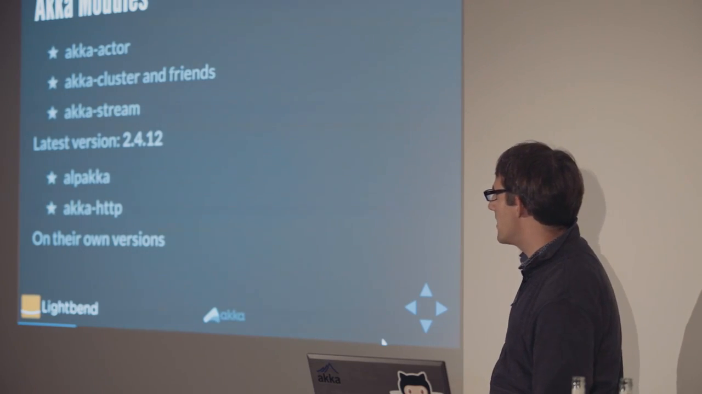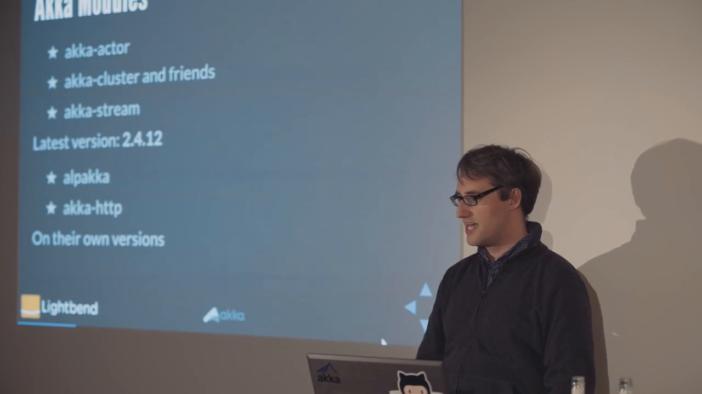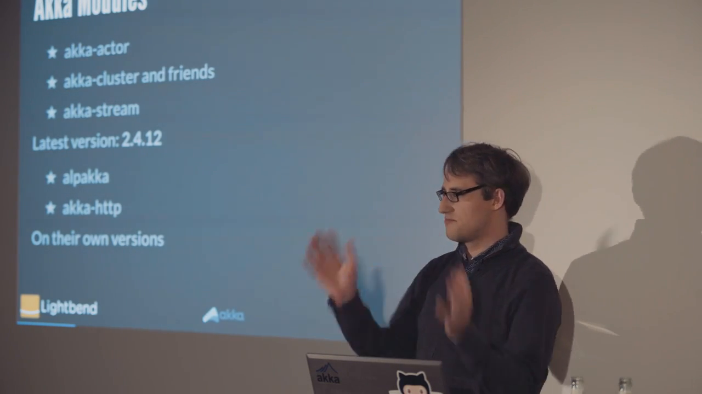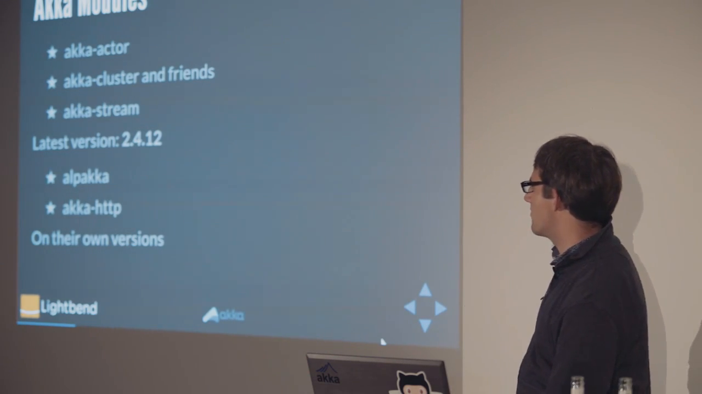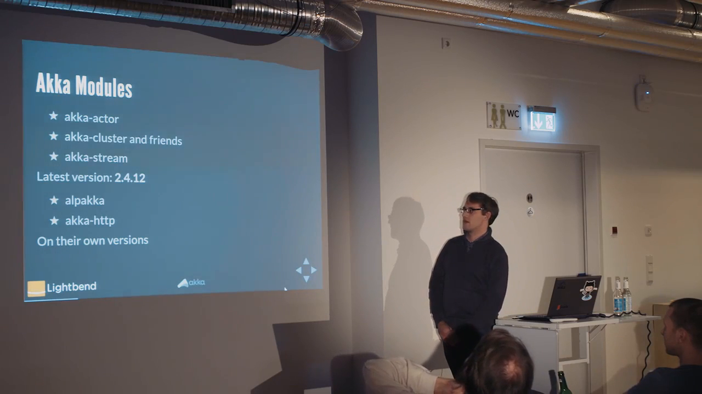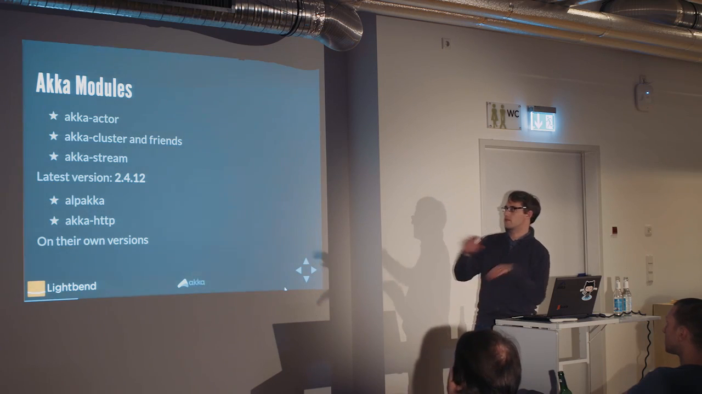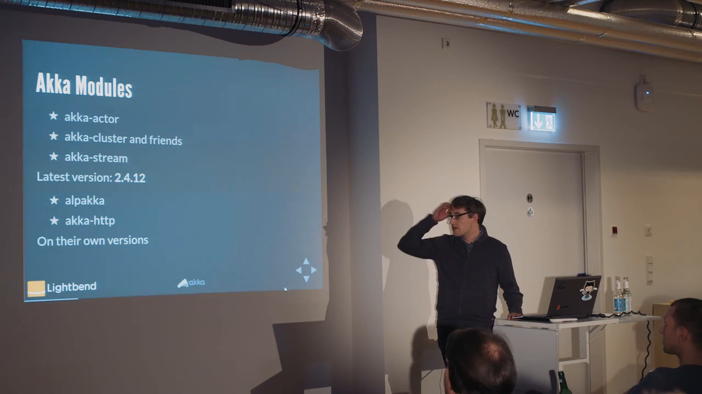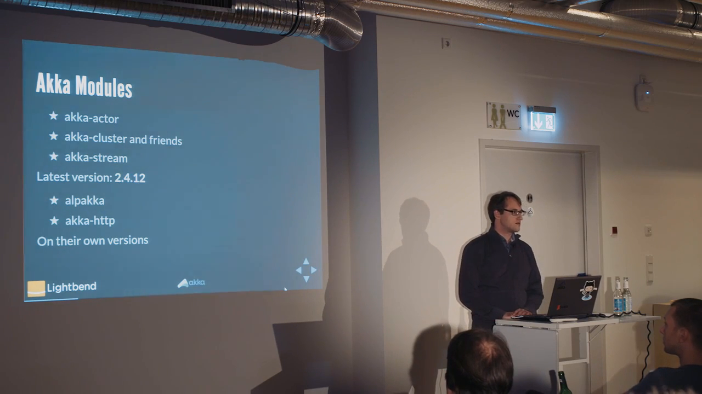Then on top of that, we have Akka Cluster and Friends. If you were at the last talk, I think all of this box of tools in this corner of Akka was explained very well. So this is about distributing actors on different nodes and coordinating work between nodes in a cluster. Then a relatively new thing is Akka Stream, which is about doing stream processing, not with actors, but with a new kind of abstraction.